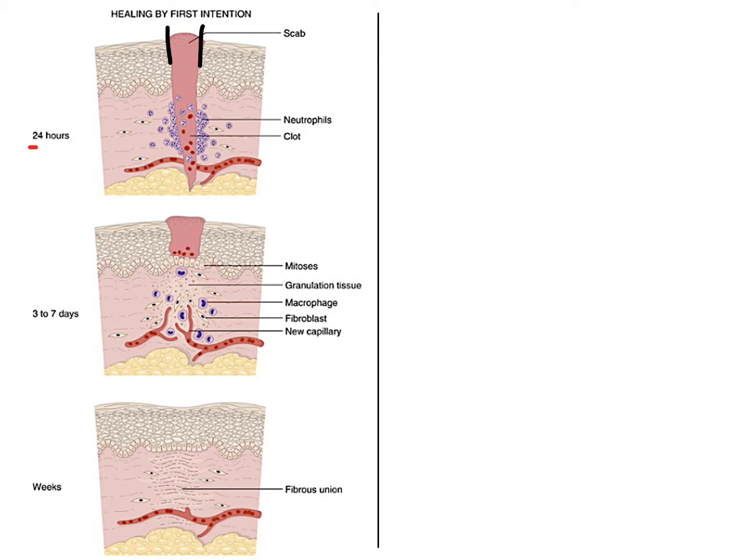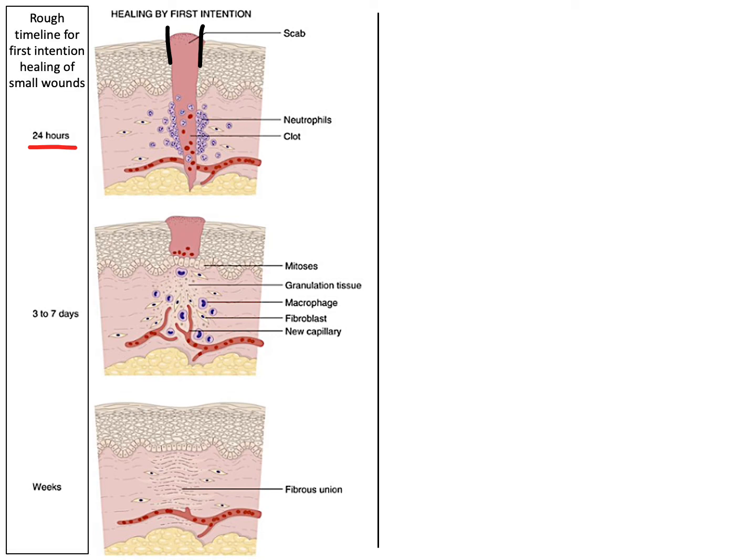And we're going to look at a timeline here for first intention healing, and I'd like you to stick this in the back of your mind. It's not going to hold for every single first intention wound, but it'll hold in general for most smallish first intention wounds. I think it's important to know when these different stages happen. So this whole thing on the left here is a rough timeline for first intention healing of small wounds. And I'd like you to commit that to memory.